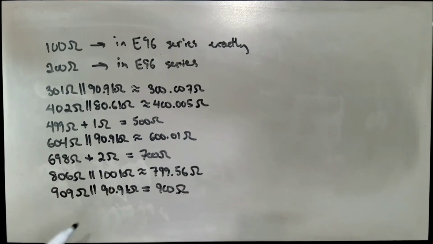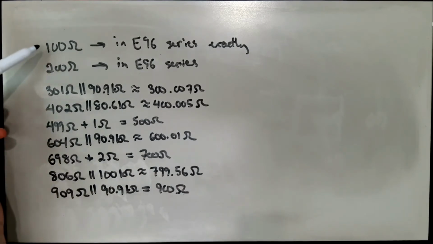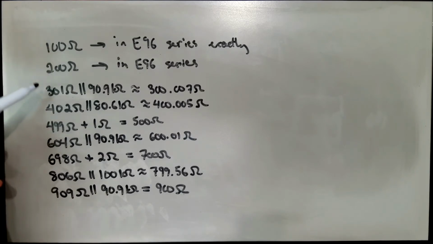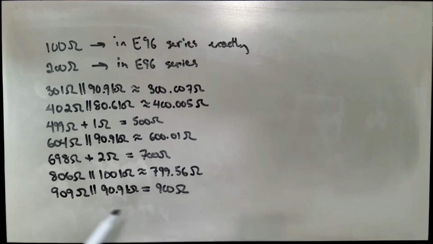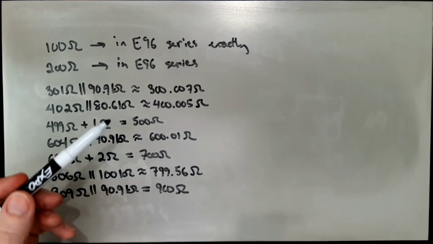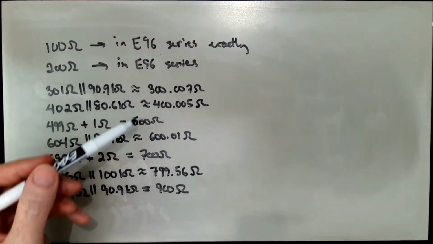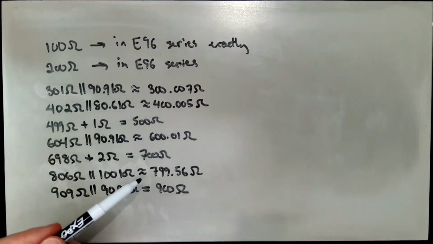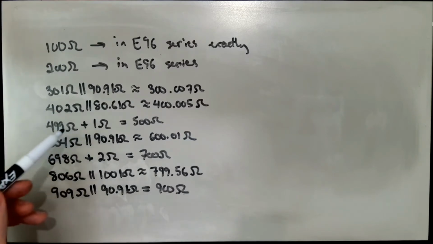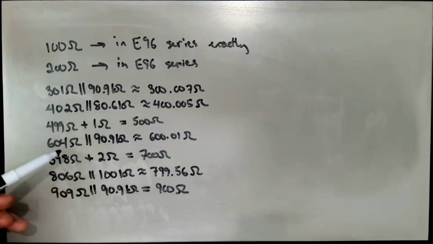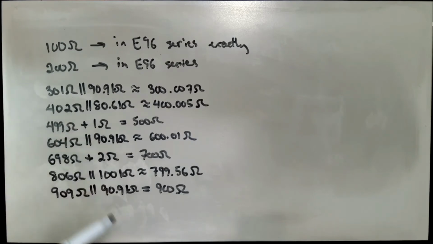So if we have these values, 100, 200, 301, 402, 499, 604, 698, 806, and 909 in each of the decades, we can actually synthesize values that are very, very close to the values that we're targeting here by using appropriate series combinations of these values or parallel combinations. And there's sort of a closure here, which is kind of a nice thing. So that's just an aside to keep in mind.